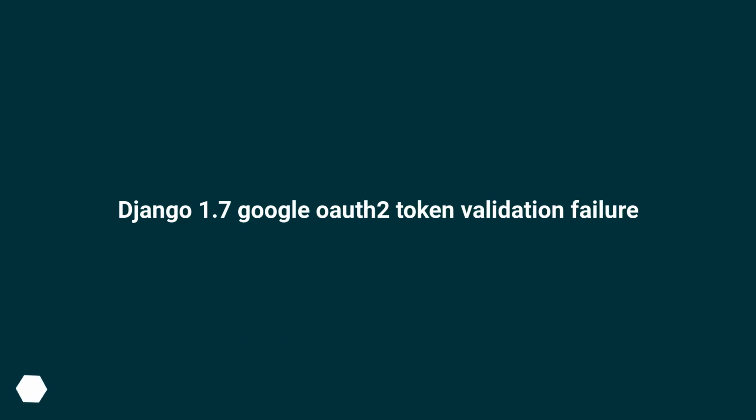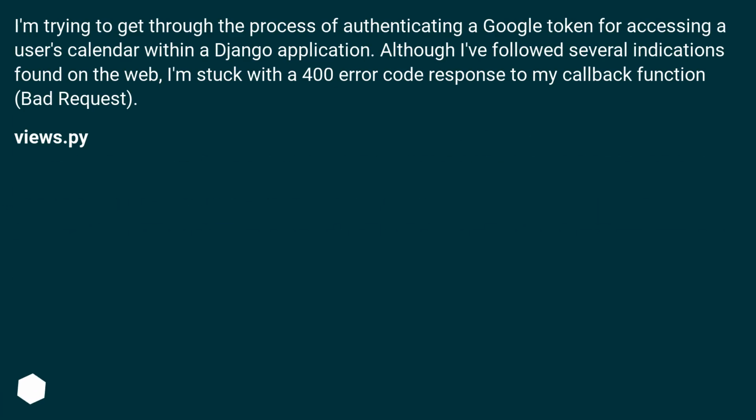Django 1.7 Google oauth2 token validation failure. I'm trying to get through the process of authenticating a Google token for accessing a user's calendar within a Django application. Although I followed several indications found on the web, I'm stuck with a 400 error code response to my callback function, bad request. Views.py.